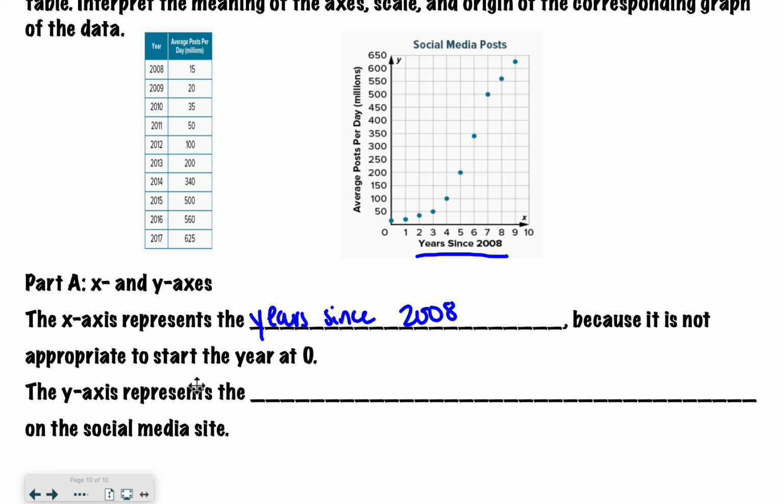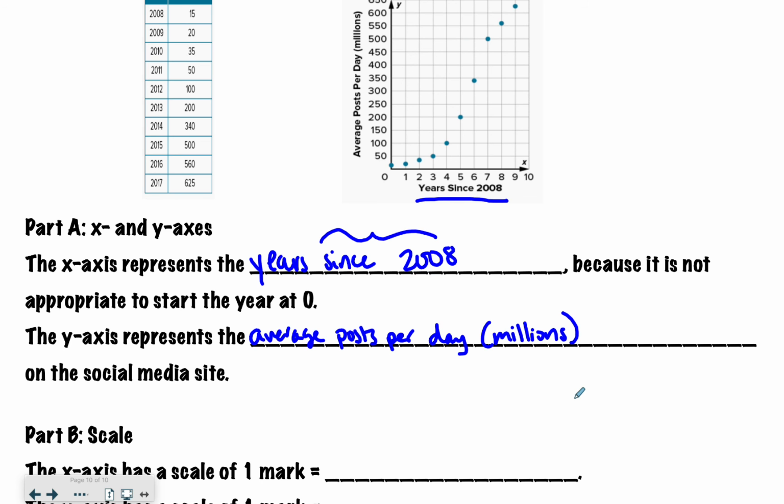Sweet, we're done with that part. And the reason we say years since 2008 is because it's not appropriate to start the year at 0. Okay, so it's really important to have that since 2008. Okay, don't just leave it at years. The y-axis represents the average posts per day measured in millions. Okay, so we have our x and y axes labels.